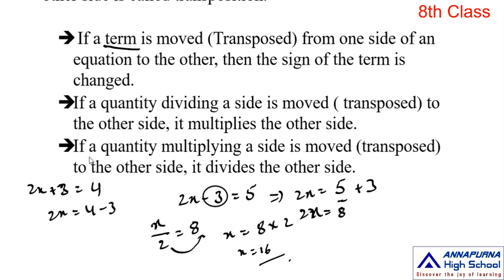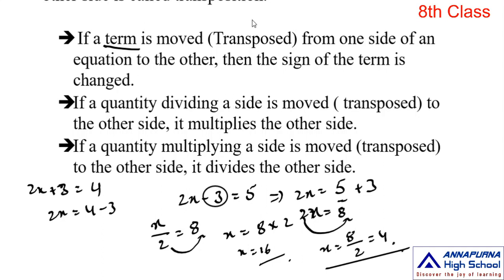Okay, and similarly, if a quantity multiplying a side is moved to the other side, it divides the other side. Now see this example. So now this 2 is multiplied by x. Now when you transpose this 2 to right side, yeah, it divides the right side. Right side already has 8. So 8 by 2, it is equal to 4. x is equal to 4 is the solution of this equation.